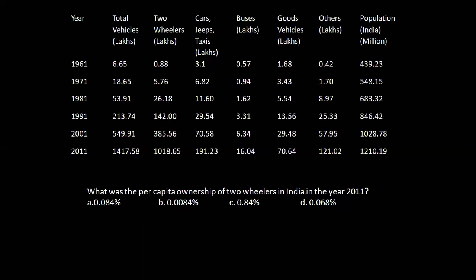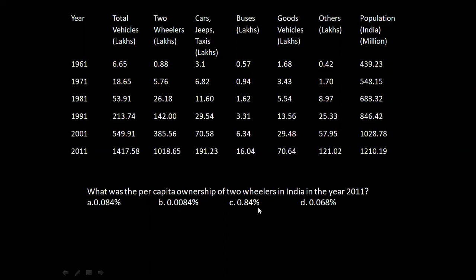And the final question related to this, the same question, but you have to find out the per capita ownership of two-wheelers in India in the year 2011. So you have to find out two-wheelers in 2011. In the 2011 data, two-wheelers are 1018.65, and then the population of India was 1210.19. So how to find out? For this, you can see here, the answer will be somewhere around 84.